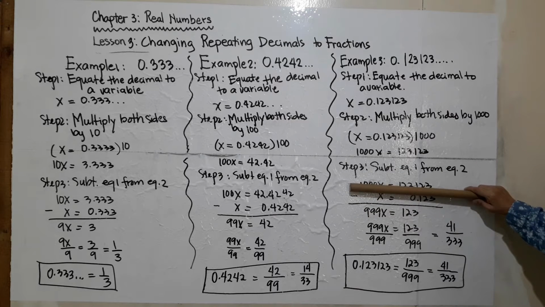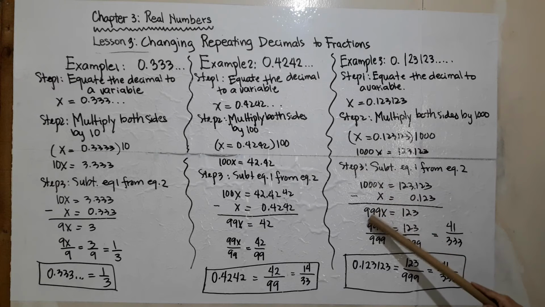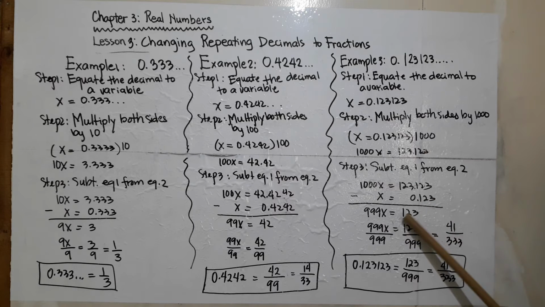For step number 3, subtract equation 1 from equation 2. So equation 2 minus equation 1. So 1,000x minus x is 999x. 123.123 minus 0.123 is 123. Therefore, x is equal to 123 over 999. Not yet in the lowest term. It is equal to 41 over 333, the lowest term.